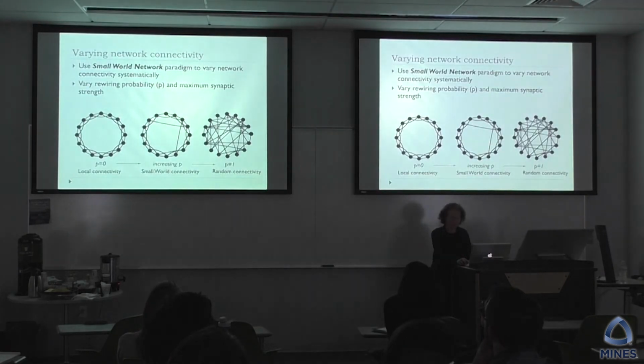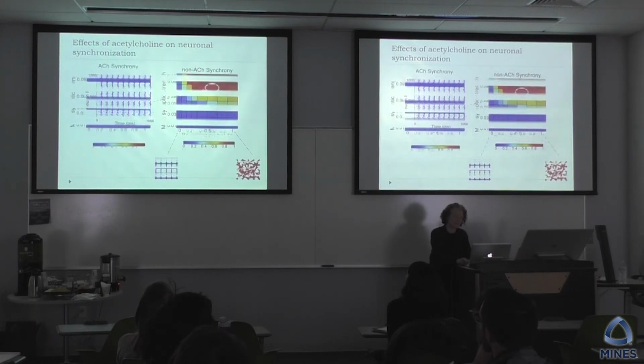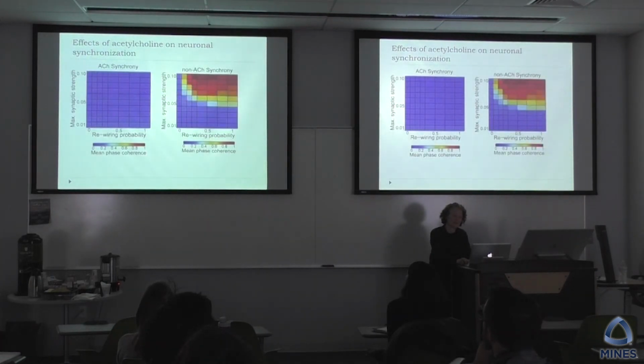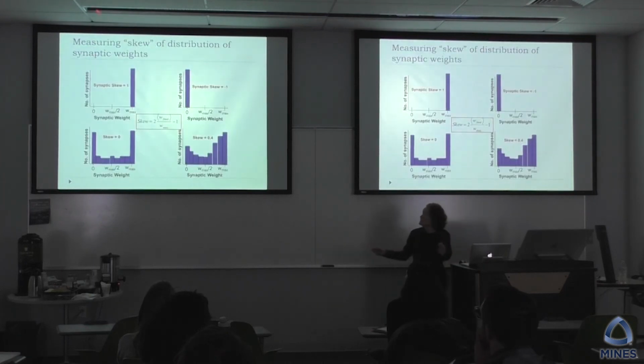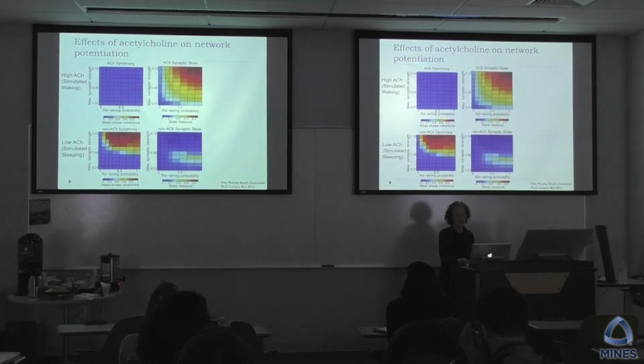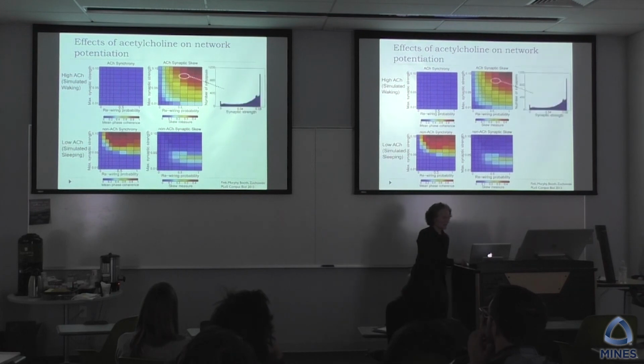So again, we built these networks, we varied network connectivity. Basically here we've got the type 2 networks where we had synchrony, like before, and the type 1 networks, with acetylcholine, where we had asynchrony. So we've got changes in synchrony because of the PRC, but what does that do to synaptic potentiation? And we measured synapses by looking at histograms of the overall synaptic weights after the network had simulated for a while.